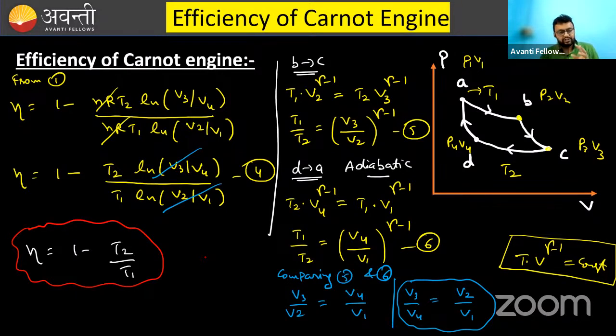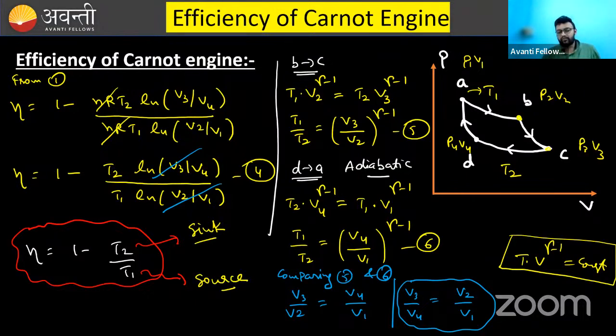That means efficiency of a Carnot engine is independent of the working substance, because there is no requirement of what quality the working substance has. It only depends on the temperature of sink and temperature of source. So in this relation, what you need to remember is: what is T2? Temperature of sink. What is T1? Temperature of source.